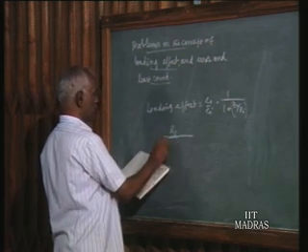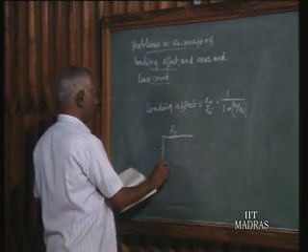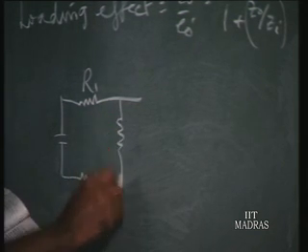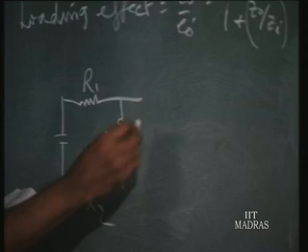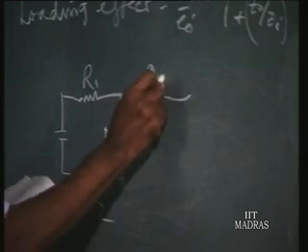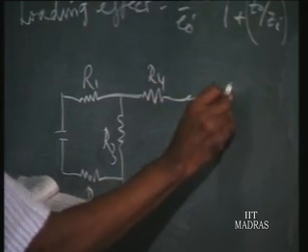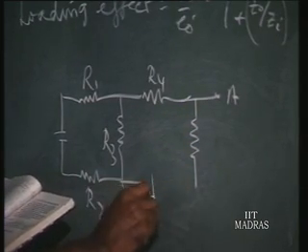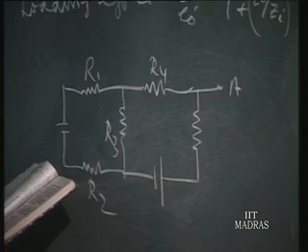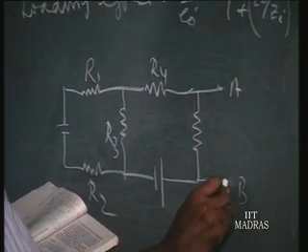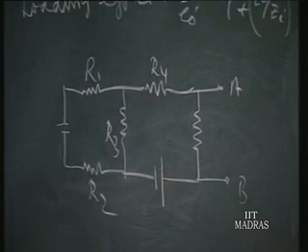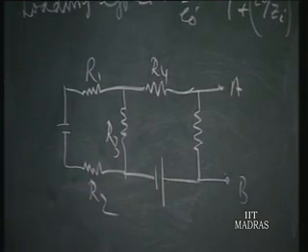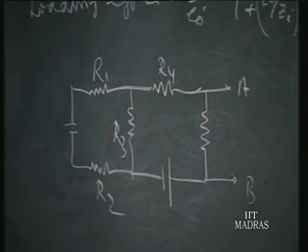R1, there is a battery source, and R2, another resistance R2, and R3 across, and R4, and it goes to the terminal A, across which we are going to measure the voltage. Here another battery source, and B. Now the problem here is, we want to measure the voltage across AB. There are two battery sources, and so many resistors are connected in this circuit.